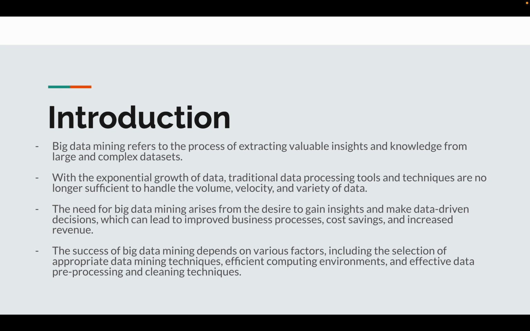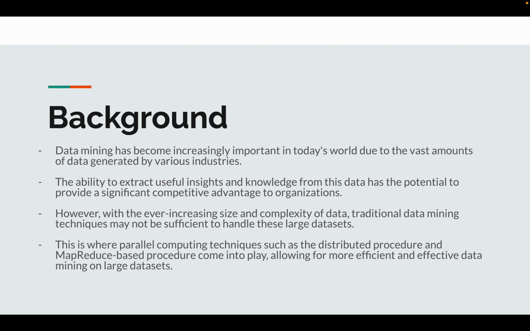We have been discussing big data, data mining, and big data mining. So let's look at its use and meaning with respect to parallel computing. In this section, we'll be discussing the use of parallel computing environments in big data mining. As you know, big data has become increasingly prevalent in recent years, and traditional data mining methods have become inadequate for processing and analyzing these large data sets. So, this is where parallel computing comes in.